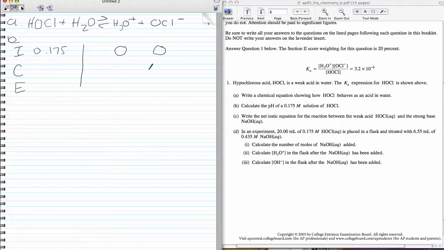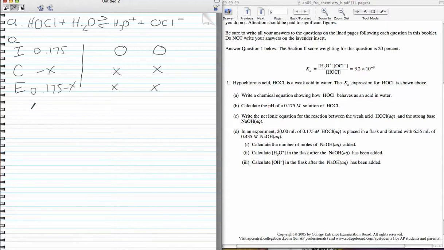Okay. Change, on the other hand: as it dissociates and you get H3O plus and OCl minus, you're going to lose some HOCl in the process. So this is going to be a minus x, this is going to be a plus x, and this is going to be a plus x. Which gives us 0.175 minus x for the equilibrium term, x and x.